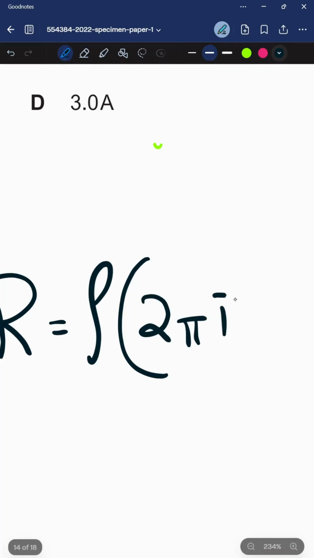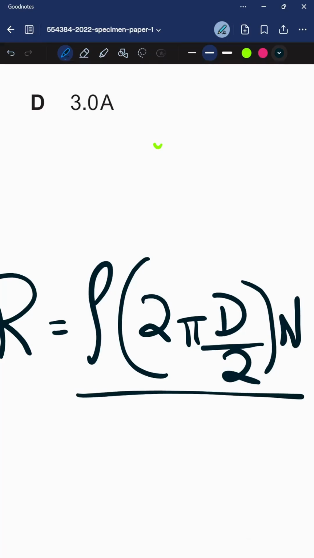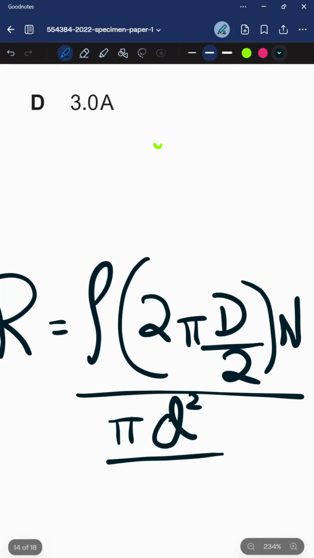Now, the circumference of the cylindrical object will be 2 pi r. The diameter is D, so I can calculate r as D by 2. And multiply by N. This circumference times the number of turns will give us the length of the wire, divided by the cross-sectional area. Now the diameter of the wire is d, so the cross-sectional area will be pi d square over 4.